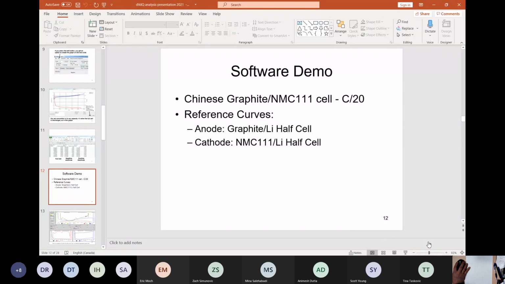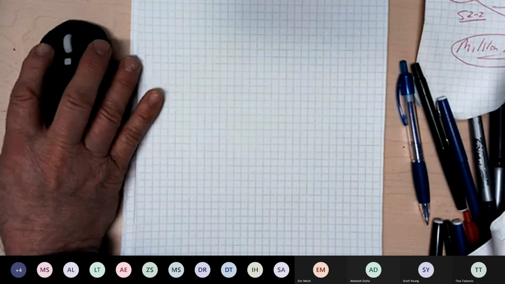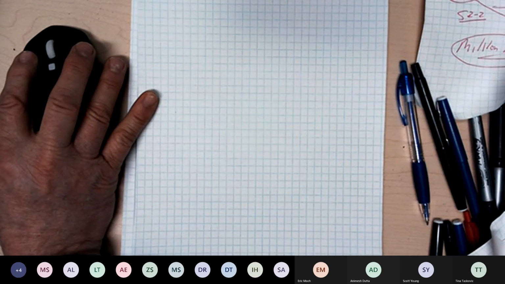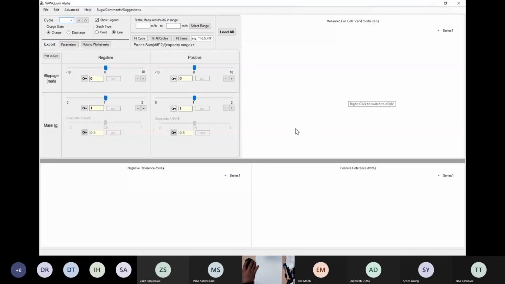Okay, so let me unshare this and try to share the software. Okay, you should see the software. Is it true? Yep, it's true. Okay, good.